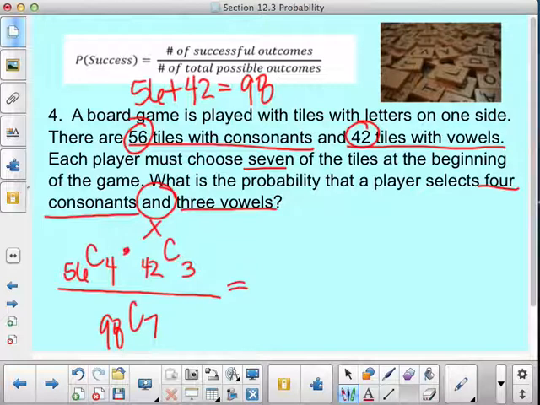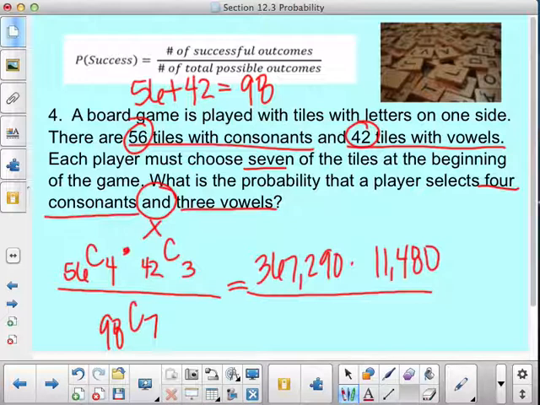So we go ahead and you figure out on your calculator, well, what is 56C4? It is 367,290 times 11,480 all over. Now this next one, 98C7. If you put this into your calculator, you might get a bizarre answer. So let's go ahead and look at this together.